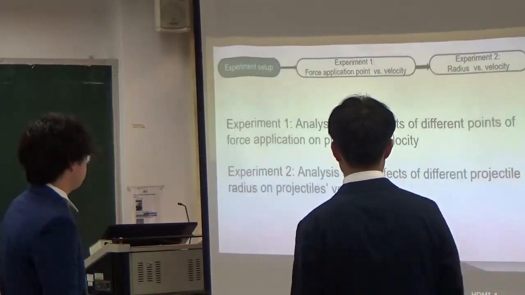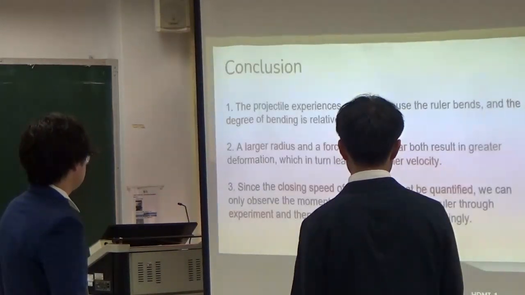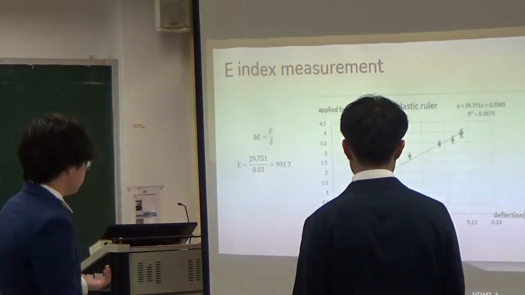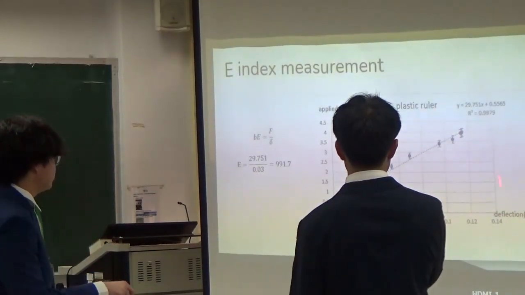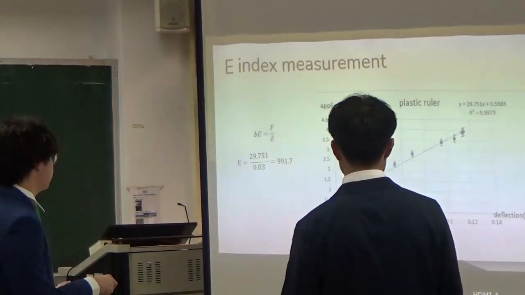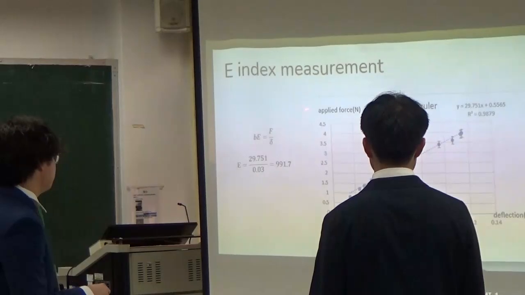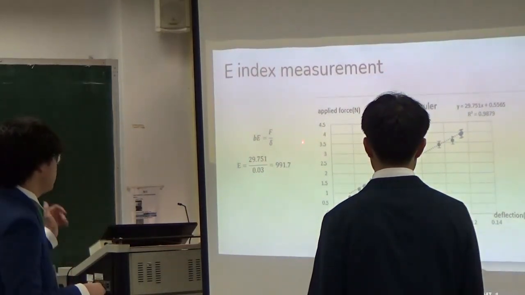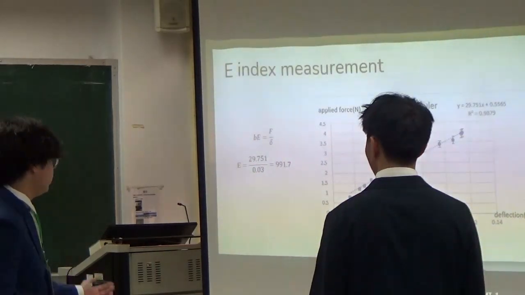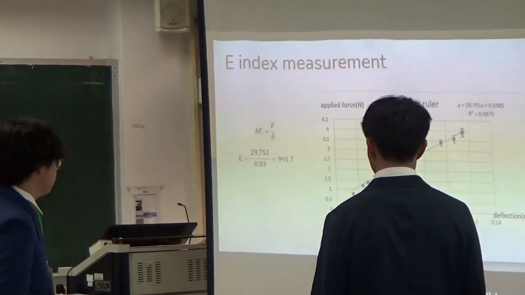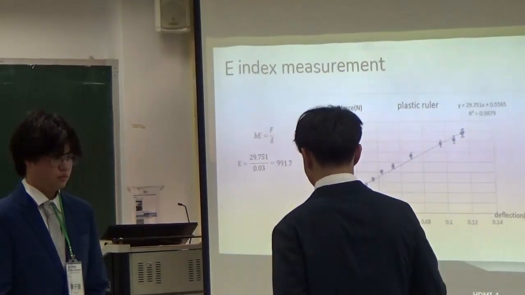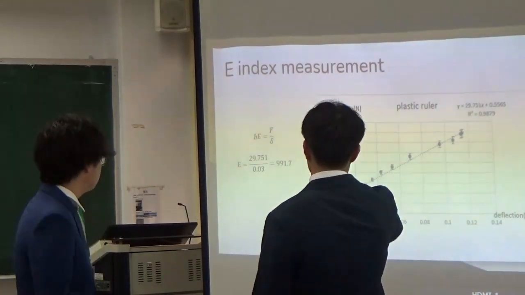Okay. Oh, let me show you. Due to this diagram, the x-axis is the deformation and the y-axis is the applied force. And due to the equation I mentioned, B times E is equal to F over delta. So I can get the E index over here, and the E index is equal to 991.7.